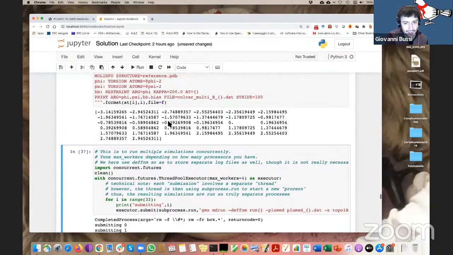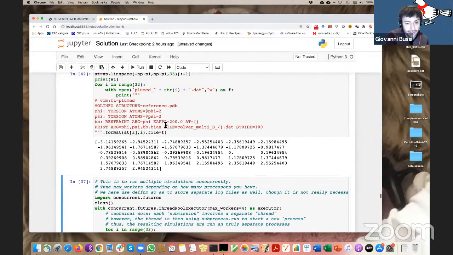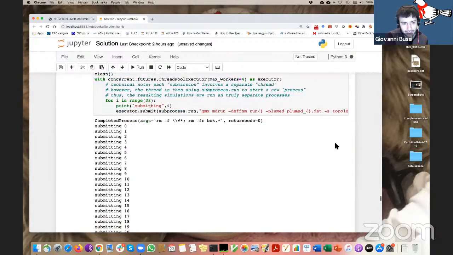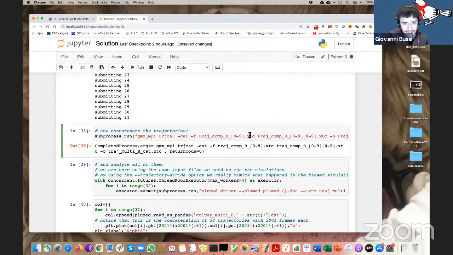So initial structure, I will not even comment on this. I'm just writing files with a different name. I'm running all my simulations. We'll wait a few seconds for those. I'm going to concatenate the trajectories once they are done.